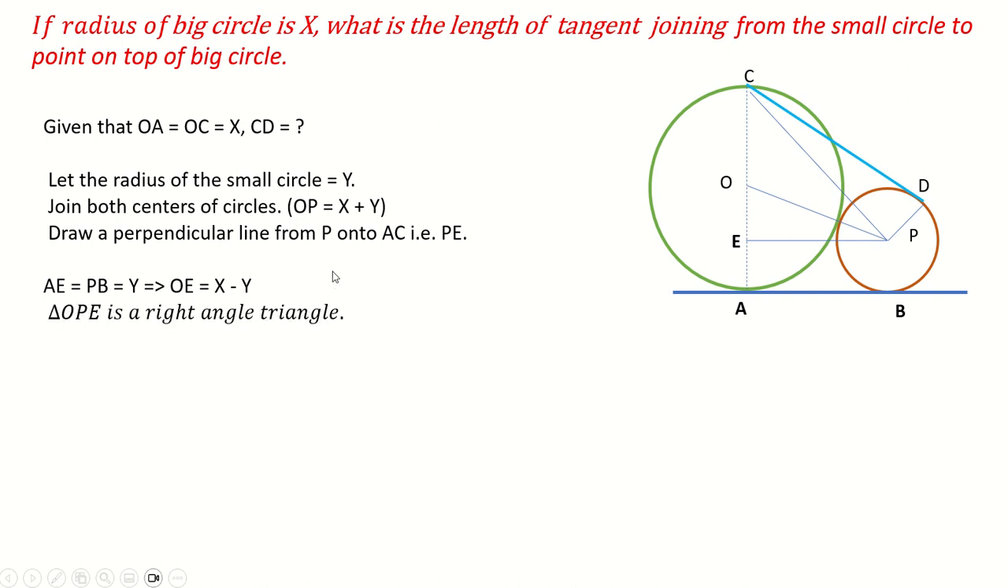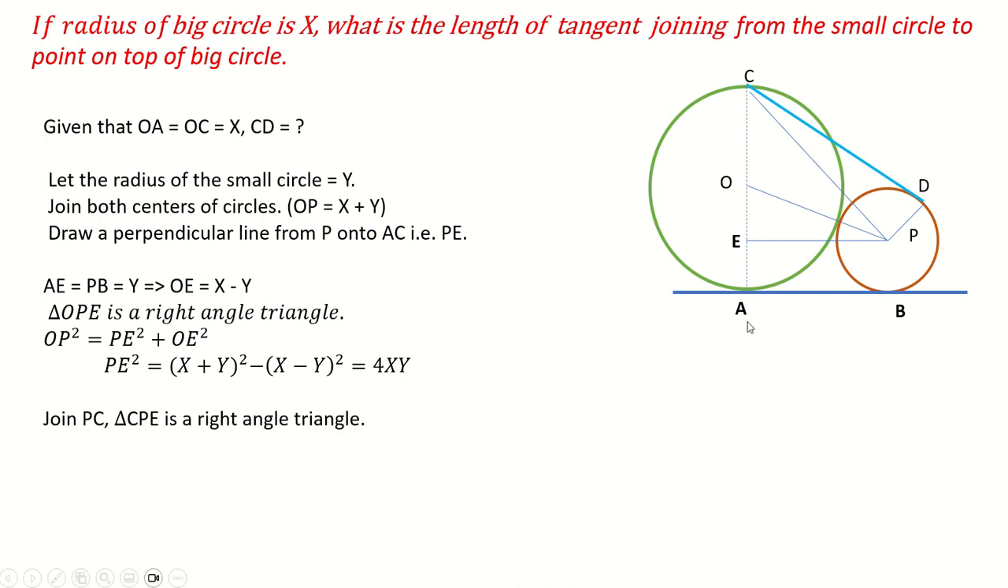So OPE is a right angle triangle. So apply Pythagoras theorem. You will get PE. OP square equal to PE square plus OE square. We have OE value, we have OP value, so we can get PE value. So PE equal to X plus Y whole square minus X minus Y whole square, which is equal to 4XY. Note down this.